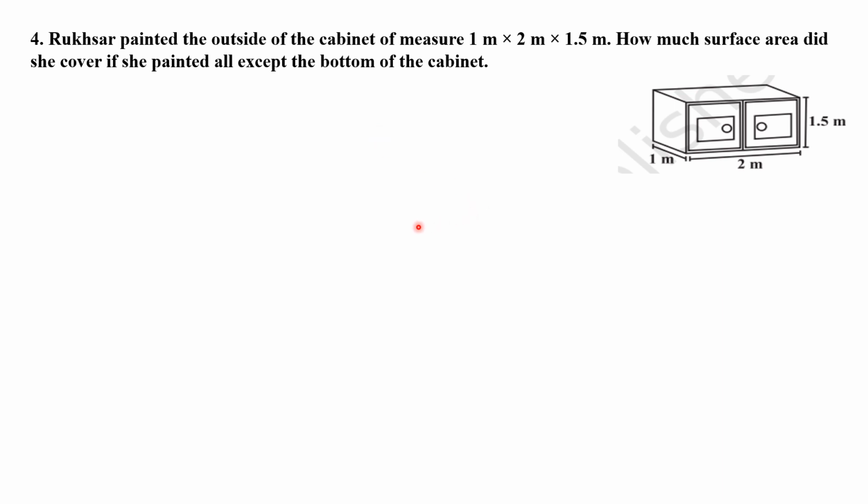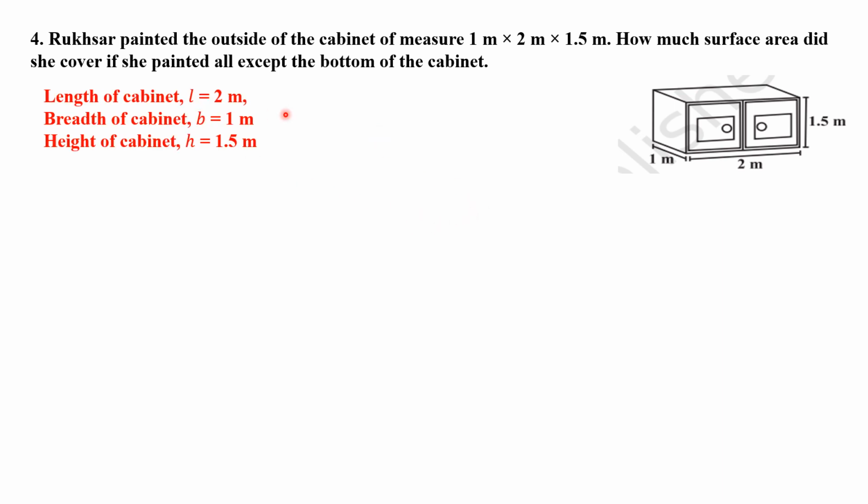So let's write all the information given here. Length of the cabinet is 2 meter, breadth is 1 meter, height is 1.5 meter. I am going to first find the total surface area of the cabinet. Total surface area will tell me how much area will be painted for the complete cabinet. Now you can see the cabinet is in the shape of a cuboid. Complete cabinet means all the 6 faces, and from there I will remove the area of the bottom, because the question says that you have to paint all except the bottom. So first we will find the total surface area of the cabinet.